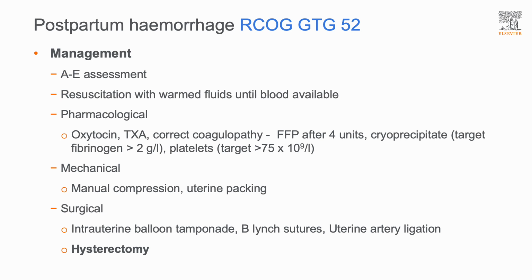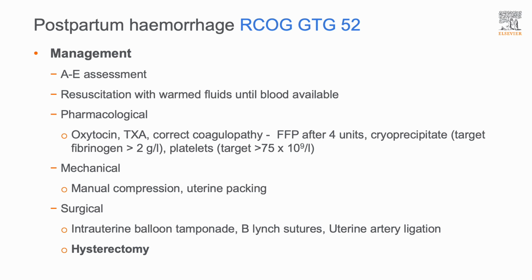The management of postpartum hemorrhage involves an A to E approach with resuscitation with warm fluids until blood products are available. Typically, patients are resuscitated with up to 4 units of blood, followed by fresh frozen plasma and cryoprecipitate with the targets of fibrinogen and platelets outlined there. Oxytocin is typically used particularly in the management of uterine atony, and tranexamic acid may be given.